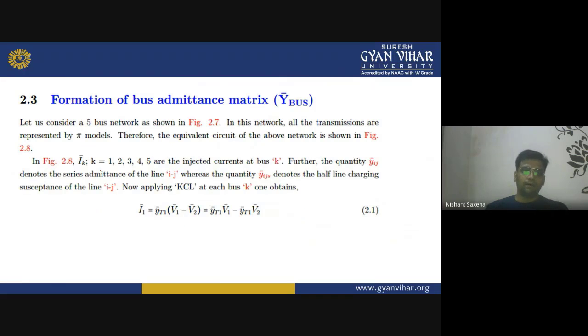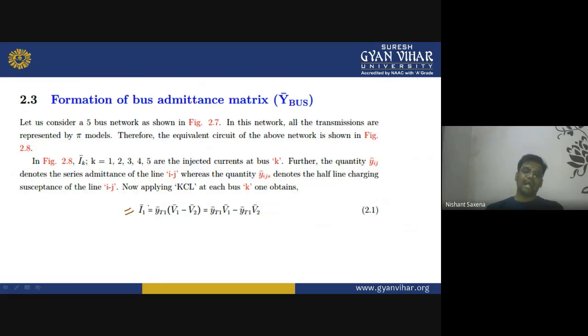Okay. Now, in this figure, let K equal 1, 2, 3, 4, 5 be the injected currents at bus K. At the bus K, for the 5 buses, we are injecting the currents. Further, the quantity Yij denotes the series admittance of the line Ij, whereas the quantity Yijs denotes the half line charging susceptance of the line Ij. Now, if you apply the KCL at the node K, then we will obtain this equation number 2.1.